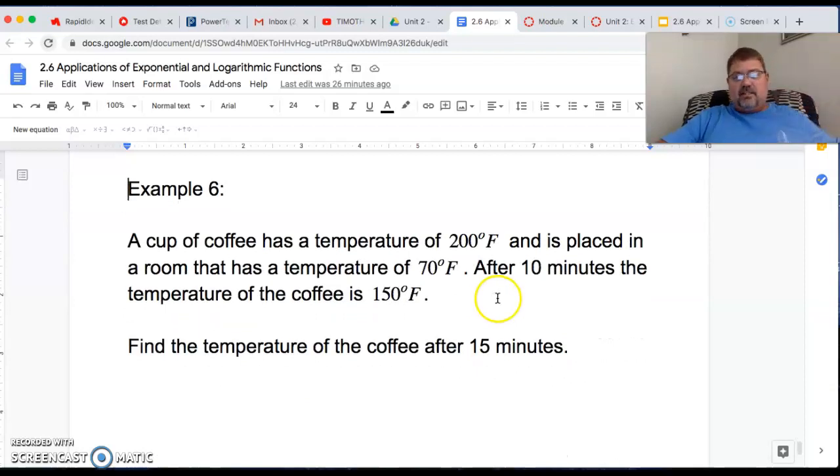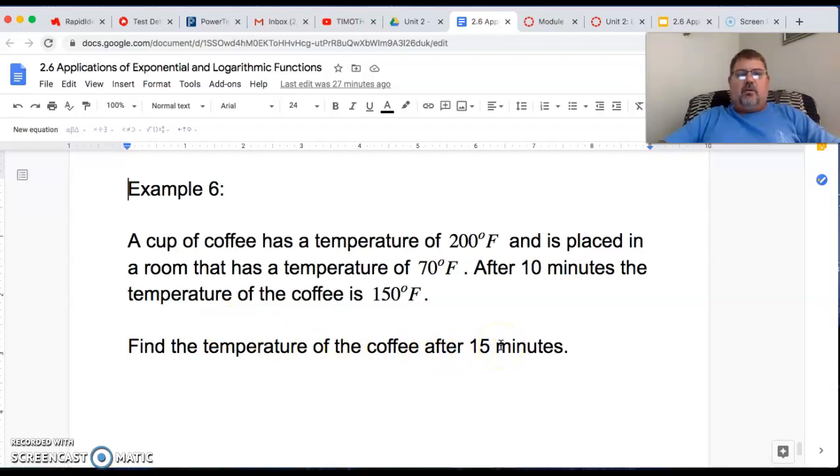It says a cup of coffee has a temperature of 200, and it's placed in a room that has a temperature of 70. That 70 is your T sub s, right? And the difference between the two, d sub 0, is 200 minus 70. So that's how you find those. And it says after 10 minutes, the temperature of the coffee is 150. Find the temperature of the coffee after 15 minutes.